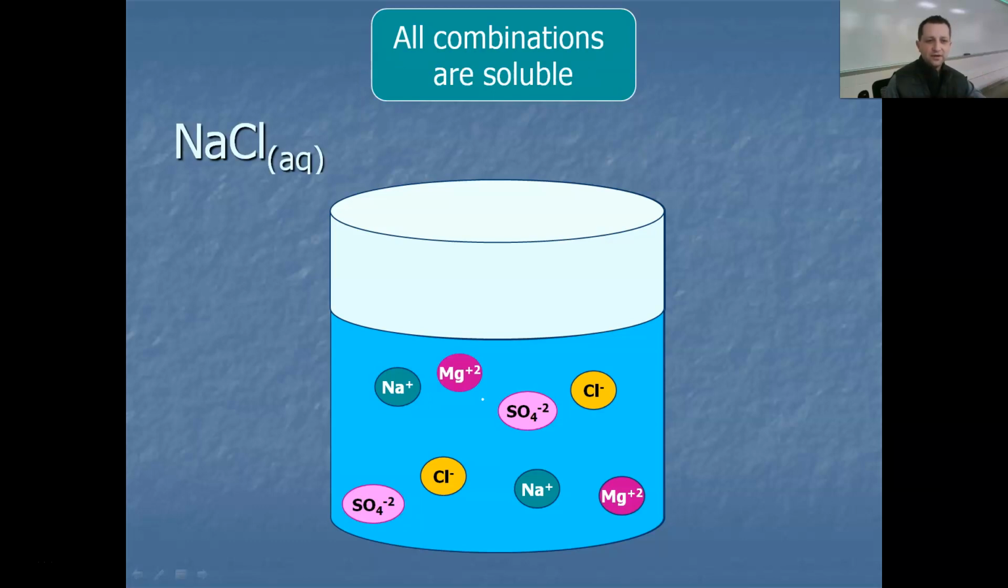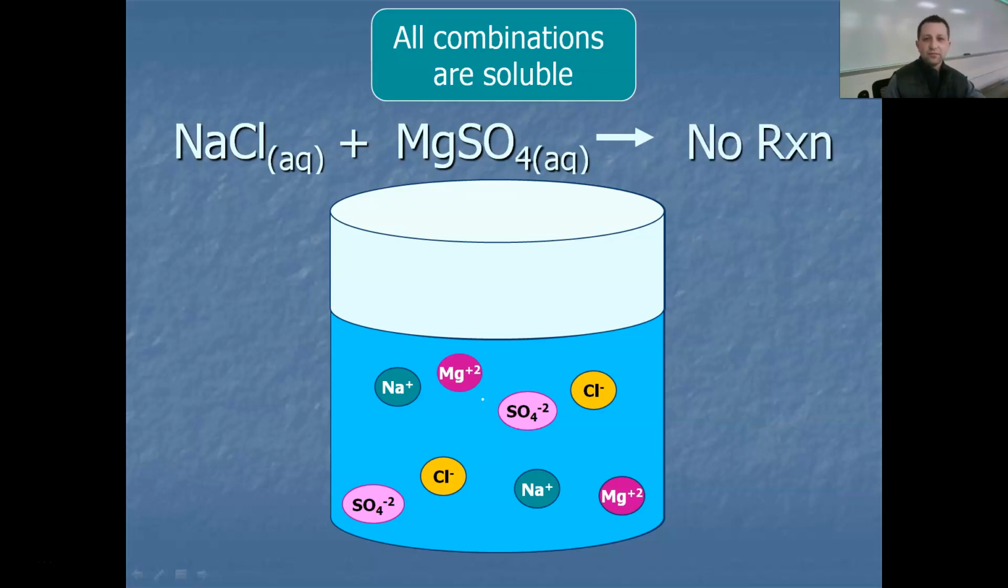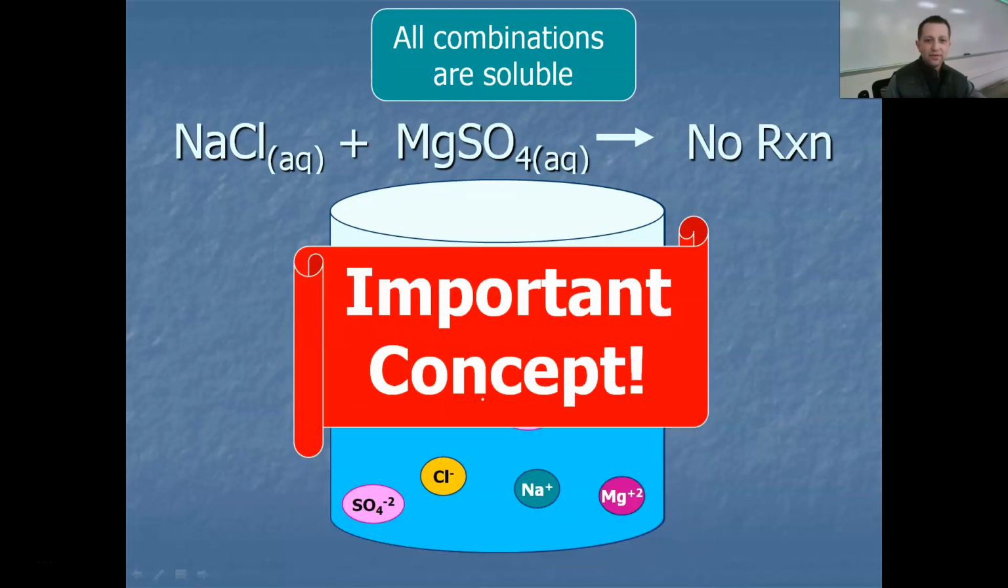So what you'll end up with is NaCl aqueous plus MgSO4 aqueous yields basically the same thing: NaCl aqueous plus MgSO4 aqueous. Just a beaker full of ions. We write that as no reaction. That is really important. You clearly see that being made here on the slide. So on your note sheet, make sure you recognize why this is a no reaction. It's because all combinations are soluble. Every single thing would be aqueous in our chemical reaction.